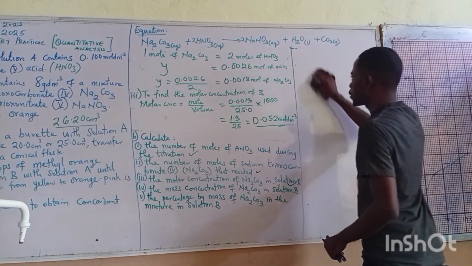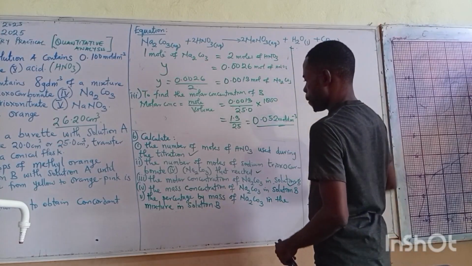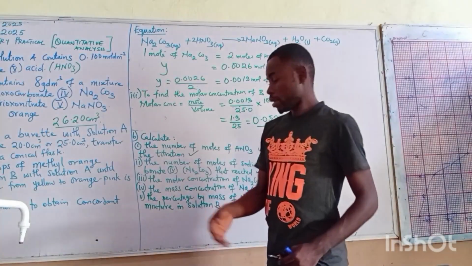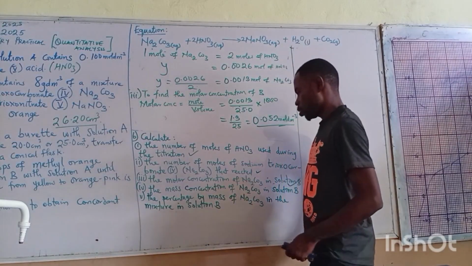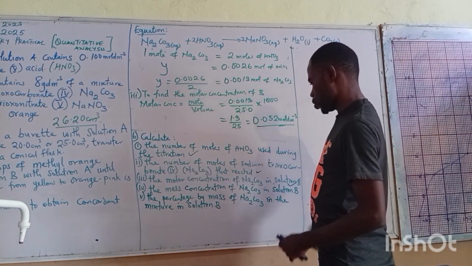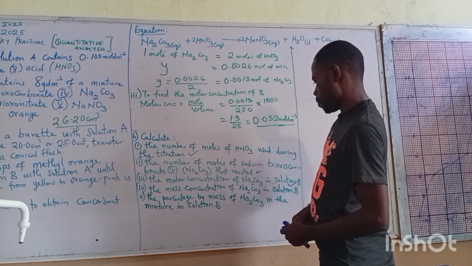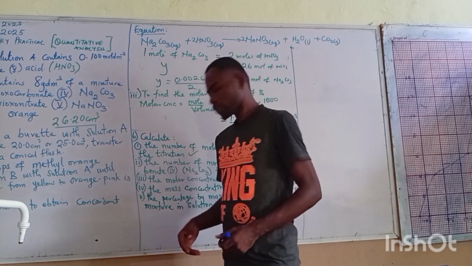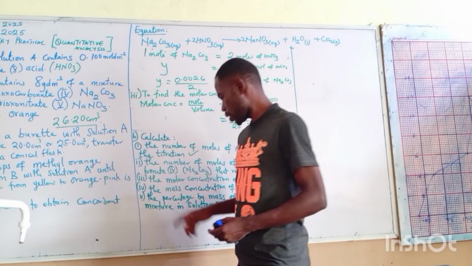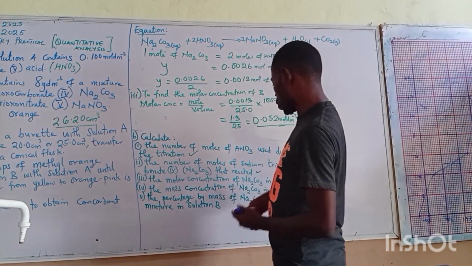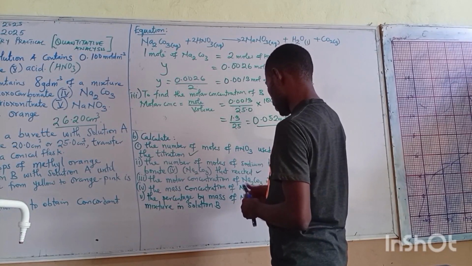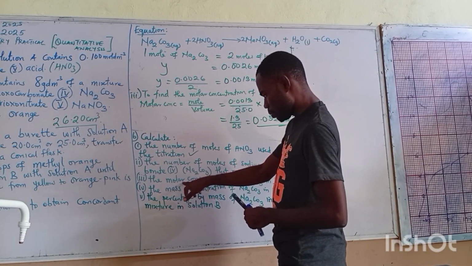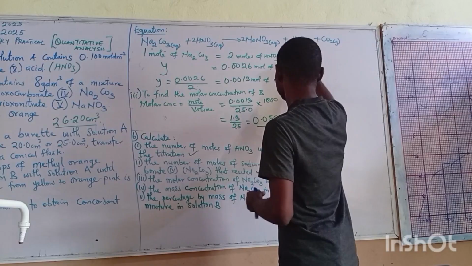Now to get my mass concentration. I've rolled up my board. Now to get the mass concentration, remember, there is a formula. Well, what's that formula? Can you still remember? The formula that relates molar concentration and mass concentration together. Number 4.